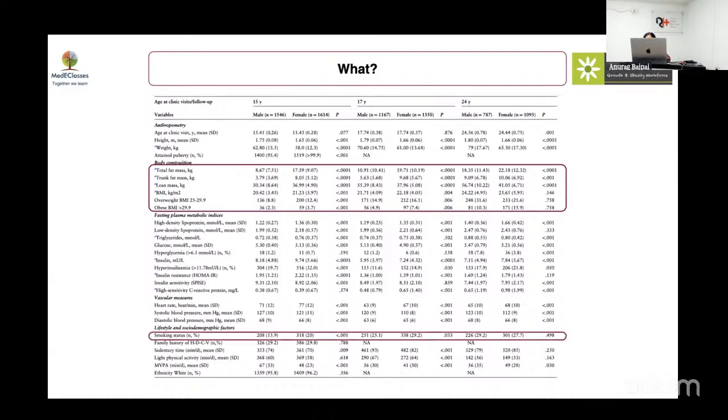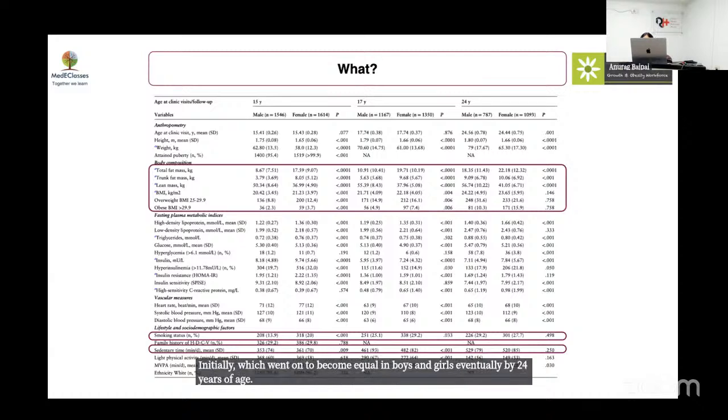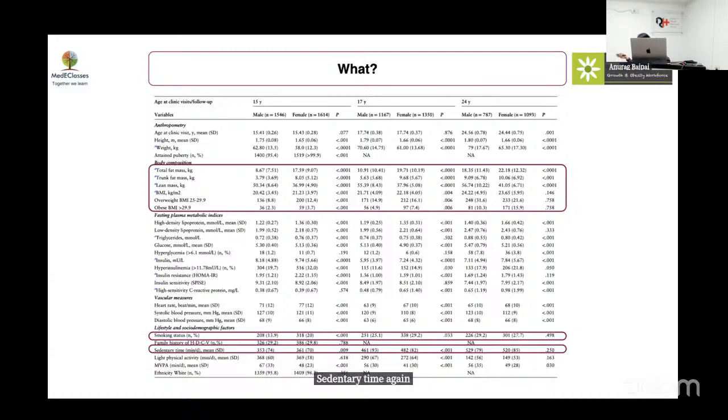Again, the prevalence of smoking was found to be greater in females in this cohort initially, which went on to become equal in boys and girls eventually by 24 years of age. Sedentary time, again, as probably one would expect, was more in the females in comparison to the males initially in the 15 and 17-year age group. And then the gap tended to fill.